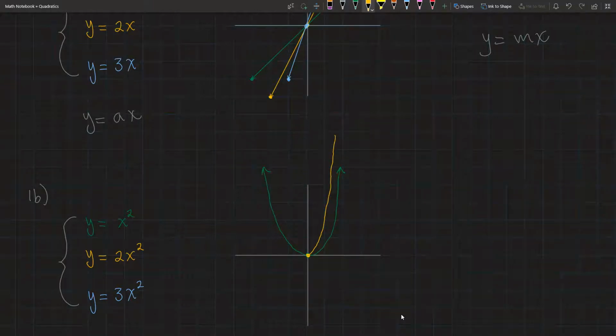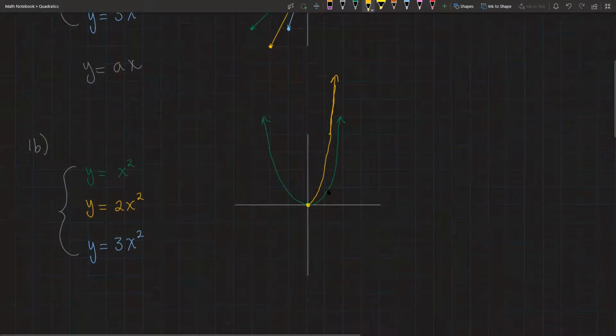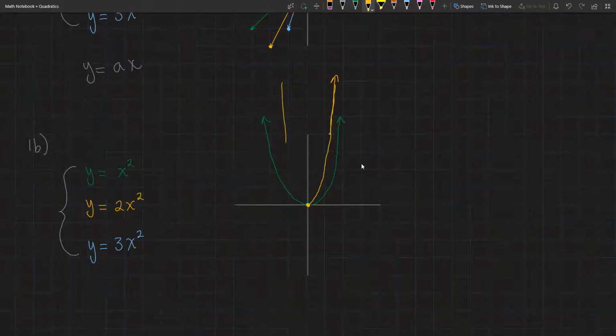So some form of that. Those will not intersect at another point except the vertex. Hopefully you're starting to see the original parent graph became the yellow line by being stretched vertically. The y value is being stretched vertically, and because of symmetry, we have the same thing going on the left side. The y values were being stretched vertically as well.